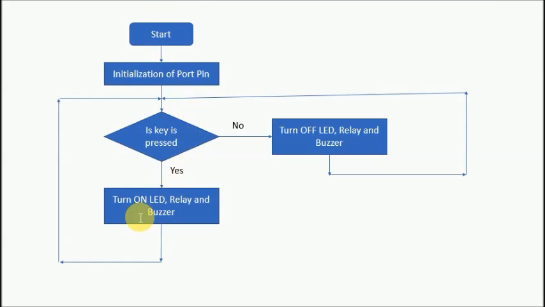Now, this is a simple flow chart of our logic. So we have to start here, we have to initialize the port. The port pins have to be initialized either as output or as input. In case of LED, the port pin should be output. In case of relay, the port pin should be output. In case of buzzer also, the port pin should be output. But the pin where we connect the switch should be configured as input. So at first we have to initialize the port pin.